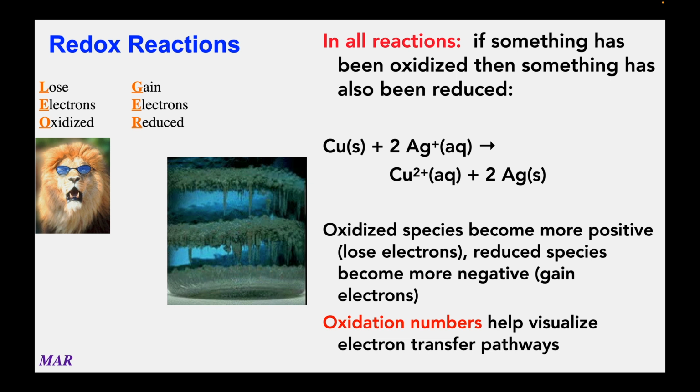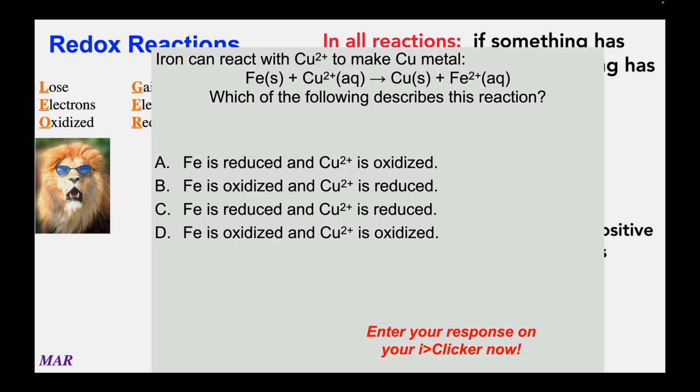And what we're doing here by looking at more positive, more negative, we're really using oxidation numbers, and they can help by figuring out what's been oxidized and what's been reduced. Here's a reaction. Iron metal, which is Fe solid, reacts with copper 2+ to make copper metal, Cu solid, plus iron 2+ aqueous. And it says which of the following is correct. Notice that the last two answers are both reduced and or oxidized. And you have to have something oxidized and something reduced at the same time. You can't have 2 species reduced and 2 species oxidized. So C and D are out.